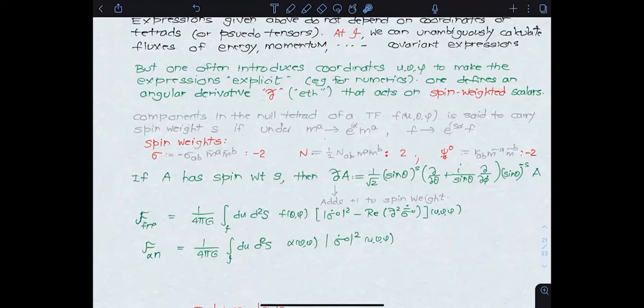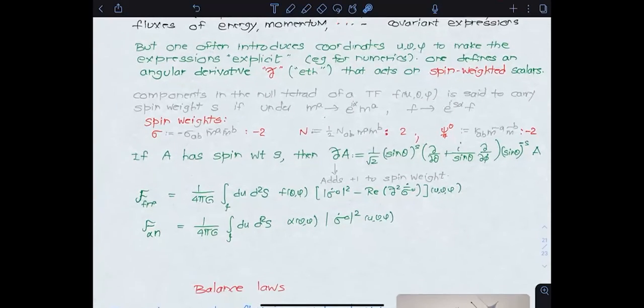For example, our shear, which has m bar, has spin weight -2, because if m changes like that, then m bar will change with e^{-2i alpha}. So this is -2. Similarly, N has spin weight 2 because it only has m. Basically, spin weight counts how many m's it has minus how many m bars it has. And psi4 naught also has spin weight 2.